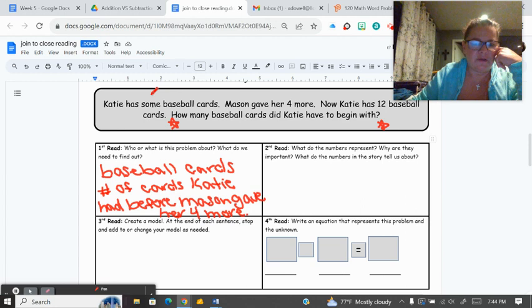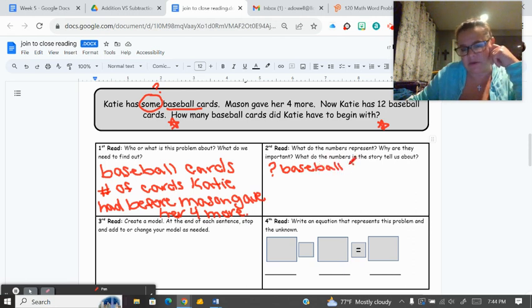Okay. The first thing I see is I have some baseball cards. So I don't know how many baseball cards, but that she has some. And we write baseball cards. Then she got, whoops, sorry. I need to not rush so fast. That's Mrs. Dowell's learning right there.